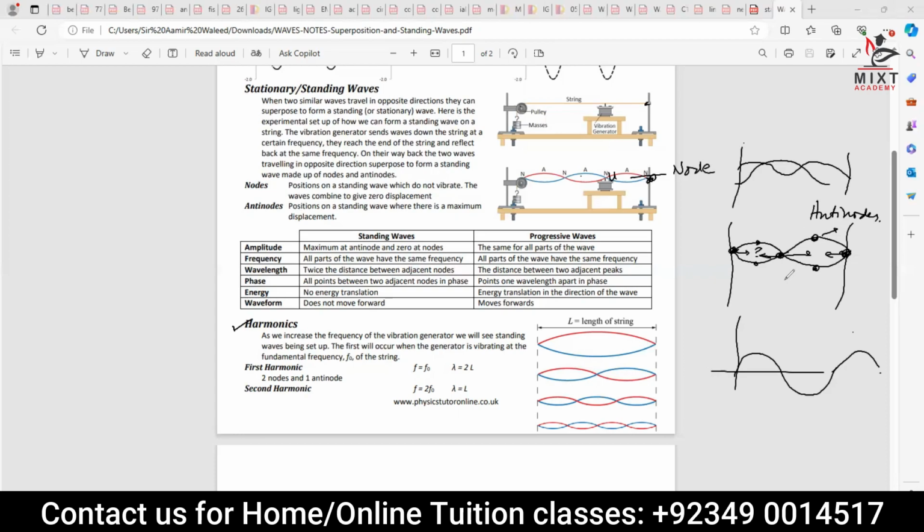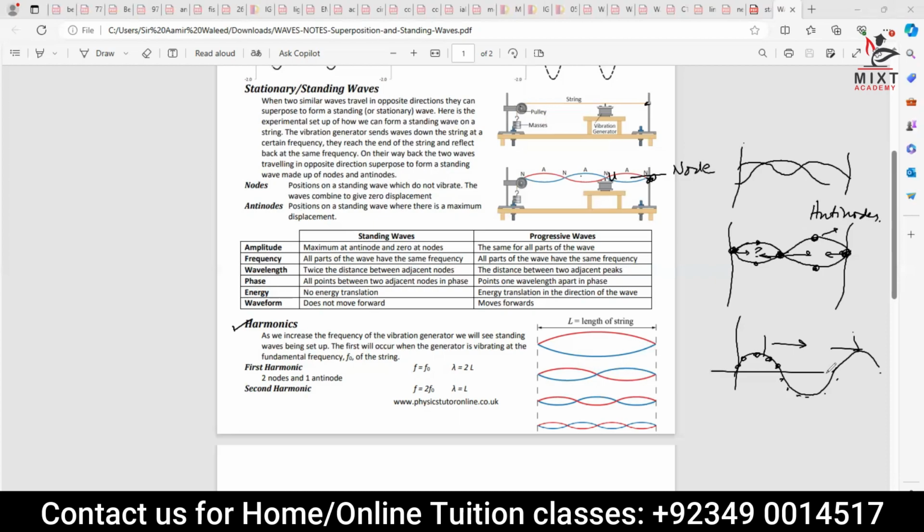Phase means all points between two adjacent nodes are in phase. Adjacent nodes means one after another. All the points are considered to be in phase. While on the other side, in a progressive wave, points one wavelength apart are in phase. Now, this is interesting. Whatever points are in here are apart in phase, because they are not the same. If you check, this point is in a different phase, this point is in a different phase, this point is different. All the points are apart in phase. They are not in the same phase, while in a standing wave, all the points between two adjacent nodes are in phase.